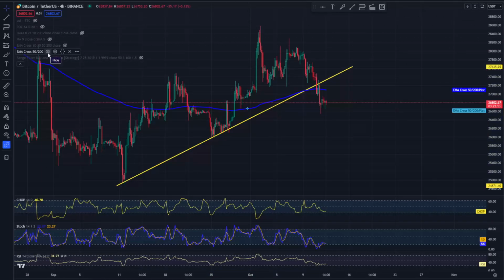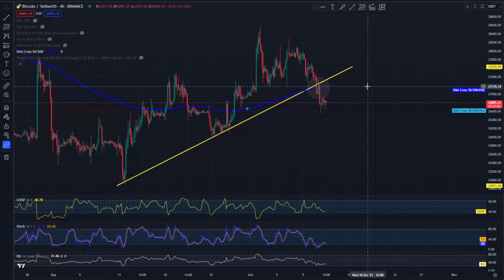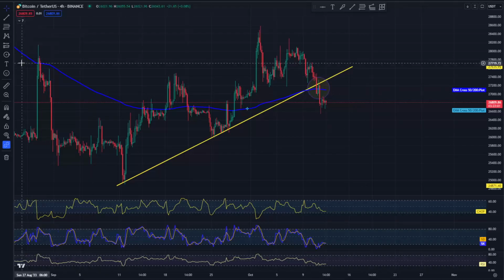When we turn on the EMA cross 200, we can see that the price has returned below the moving average, which also indicates a return to the downtrend.